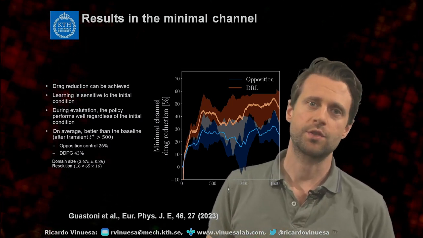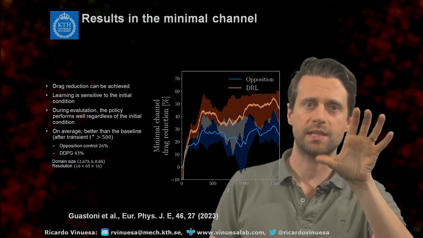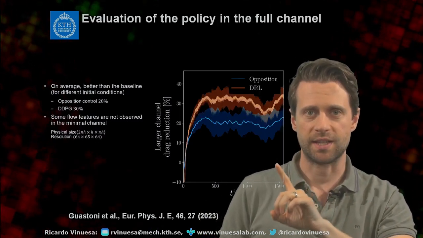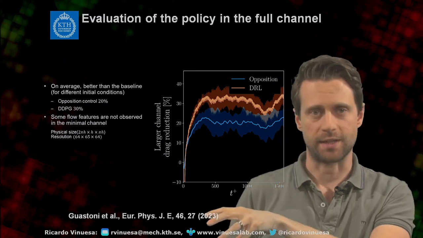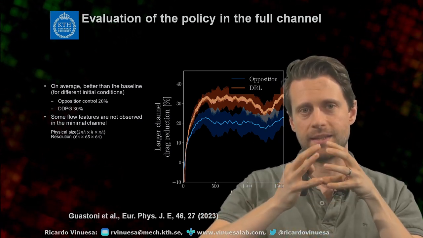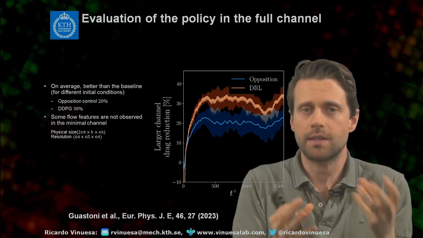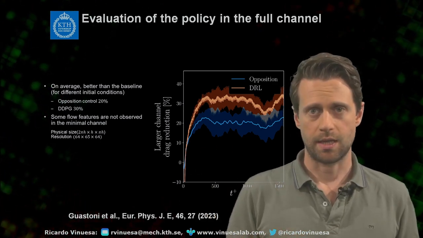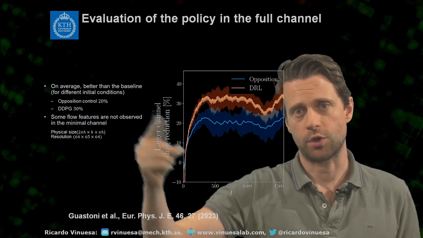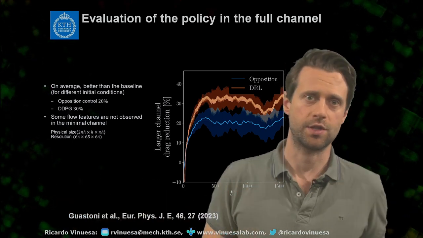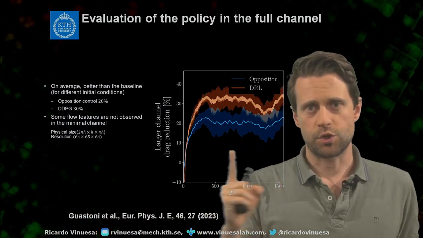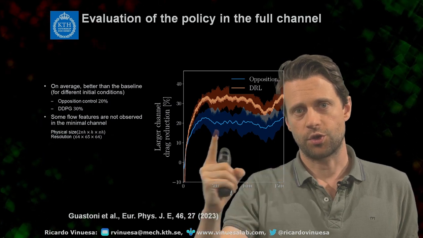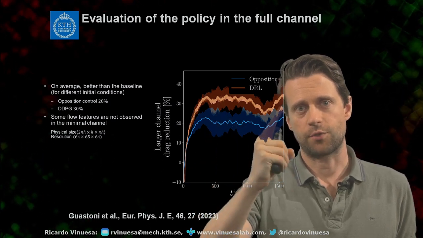But perhaps the most interesting result comes when we take the policy that we learned in the minimal channel and we apply that to the full channel. So we basically take the dynamics of this policy that was slightly simplified, and now we go to a fully turbulent flow where the domain is large enough to capture all the streaks. So basically the dynamics is not simplified. And again, in blue we show the drag reduction of the opposition control, and in orange the drag reduction of the reinforcement learning.